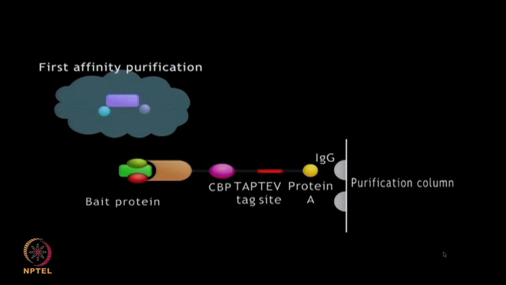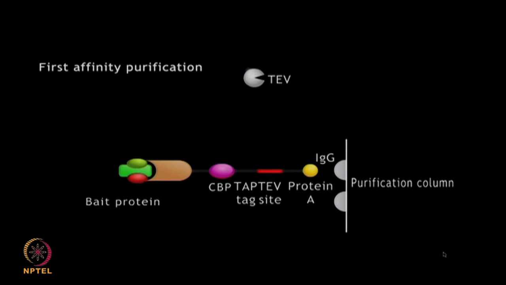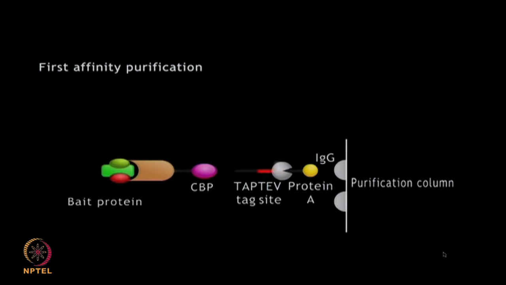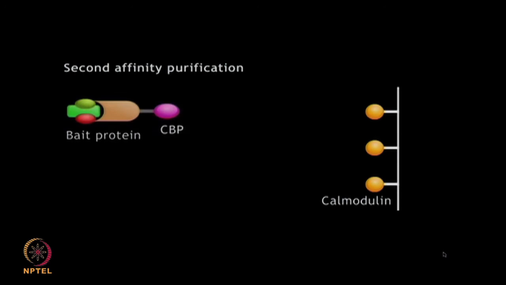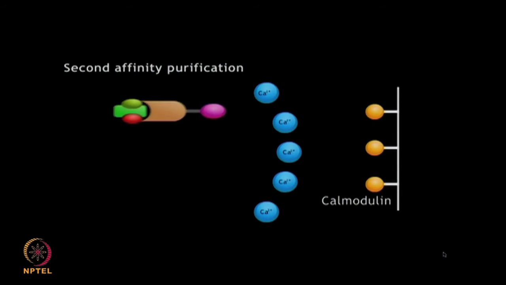This is followed by cleavage at the TEV site by using the enzyme TEV protease to release only the protein complex bound to the calmodulin binding protein. These reactions constitute the first affinity step. Now, let us talk about the second affinity purification, in which the bait prey complex is bound via the CBP domain to a calmodulin functionalized column in the presence of calcium ions.